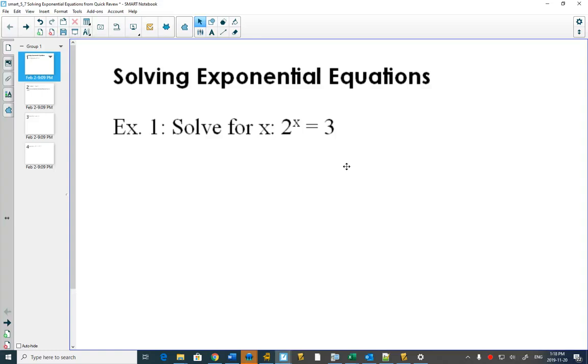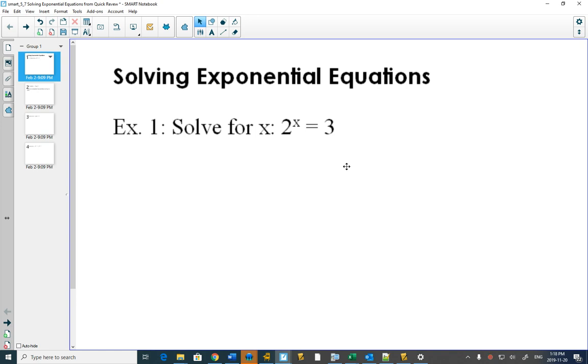Solving exponential equations. An exponential equation is an equation where the variable x, or whatever variable you need to solve for, is in the exponent. That makes it an exponential equation. The way that we solve an exponential equation is with logarithms.